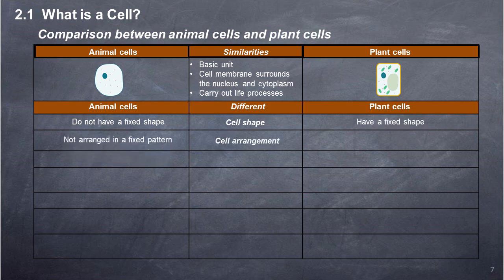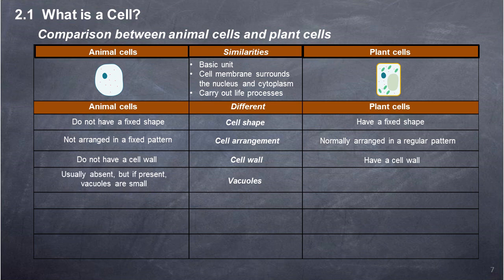Cell arrangement. Animal cells are not arranged in a fixed pattern. Plant cells are normally arranged in a regular pattern. Cell wall. Animal cells do not have a cell wall. Plant cells have a cell wall. Vacuoles. Animal cells usually have none, but if present, vacuoles are small. Plant cells have one or few large vacuoles.